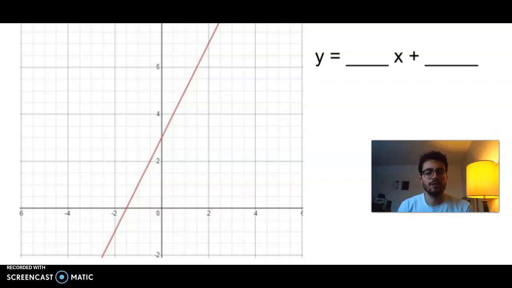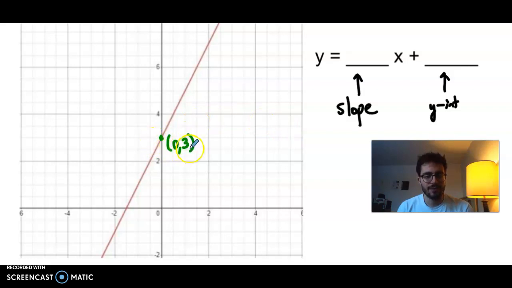So if we look closely, if we remember correctly, we need two pieces. We needed the slope and we needed the y-intercept. Well, it's really easy to see the y-intercept. That's where we cross the y-axis. So that's 3. That point is (0, 3).